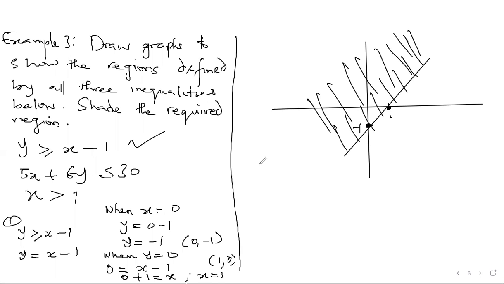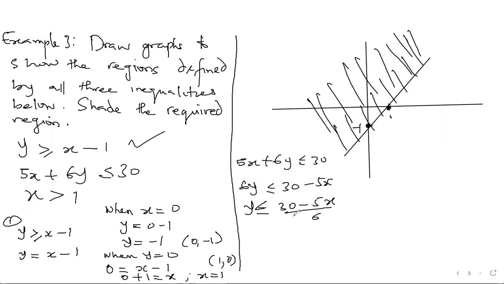Then for the second one, I need to rewrite it in the form that y will appear on the left alone. So if I want to do that, I will have 5x plus 6y less than or equal to 30. So 6y will be less than or equal to 30 minus 5x. So y will be less than or equal to 30 minus 5x over 6. So this is the equation I want to use. y equals 30 minus 5x over 6.